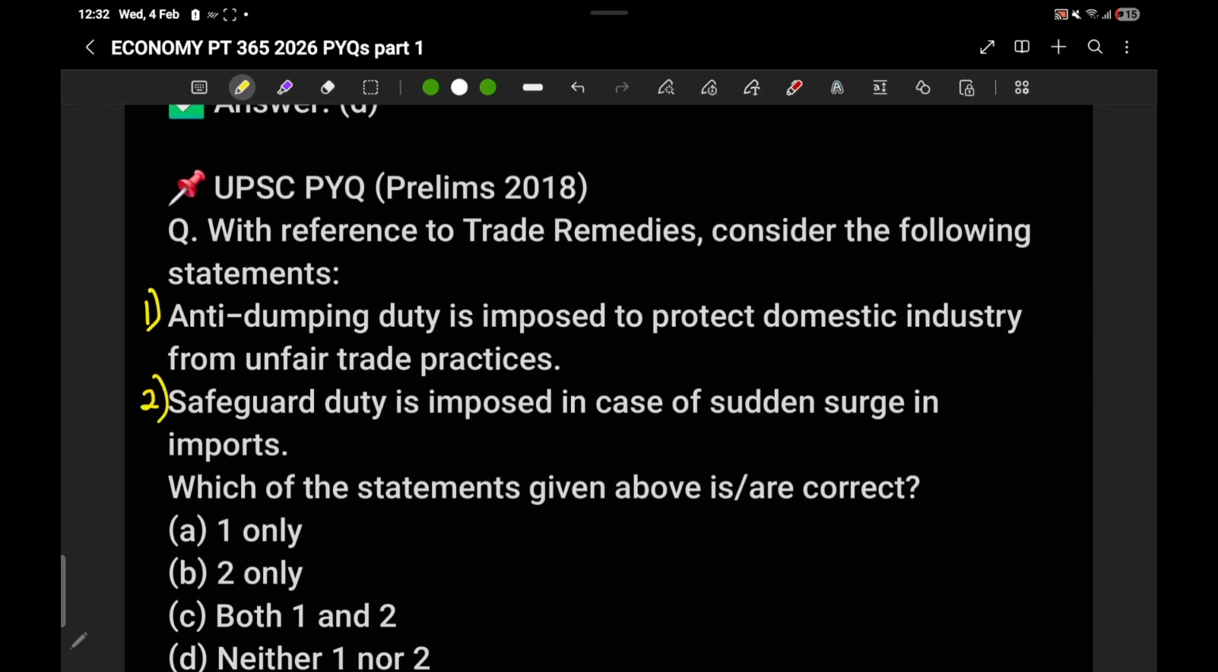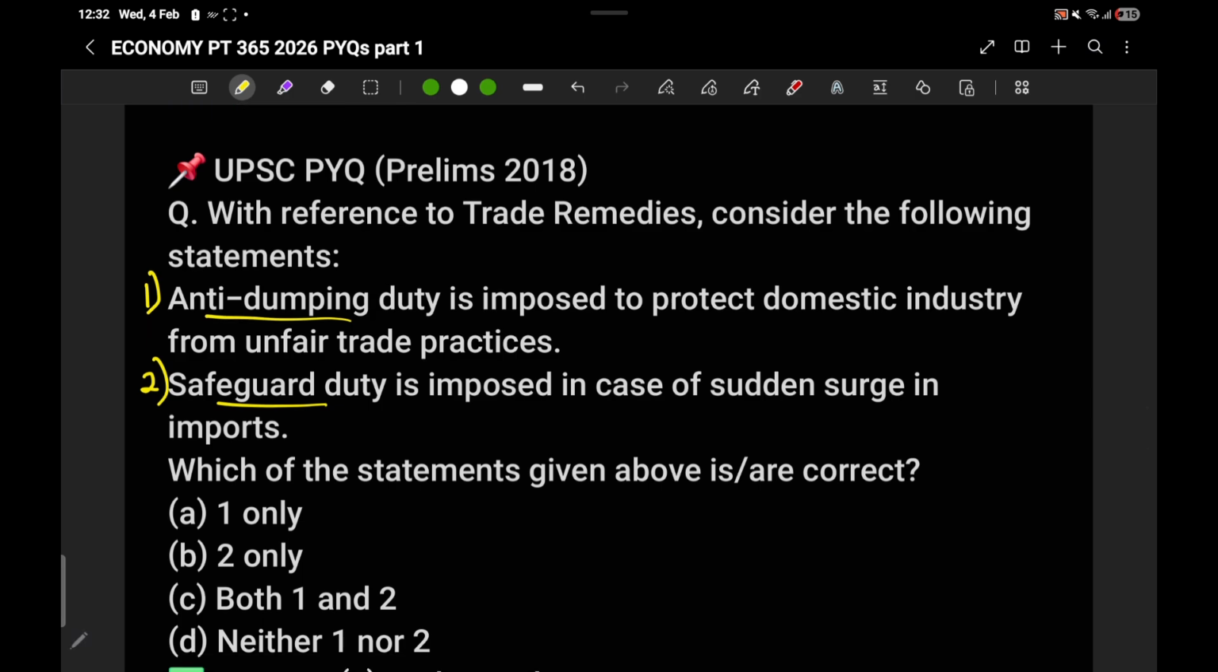Yesterday we studied the anti-dumping duty and safeguard duty, right? So try to answer it. With reference to trade remedies, consider the following statements. Anti-dumping duty is imposed to protect domestic industry from unfair trade practices. Safeguard duty is imposed in case of sudden surge in imports. Take a pause.